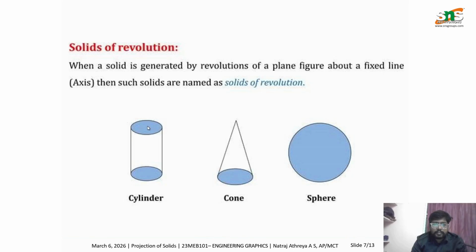Here it might be a C sort of shape, but a C with rectangular or straight edges. Then it will form the cylinder. If it is slanted and it is revolved, then it becomes a cone. If you have a circle and you revolve it, then it becomes a sphere.